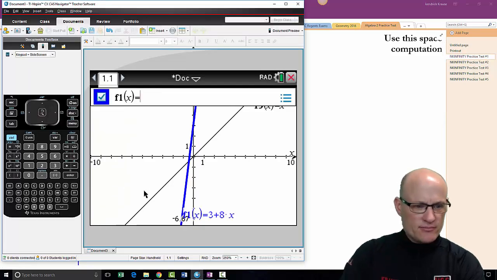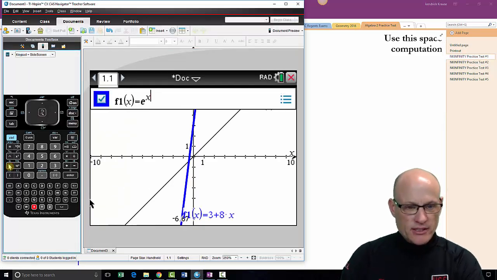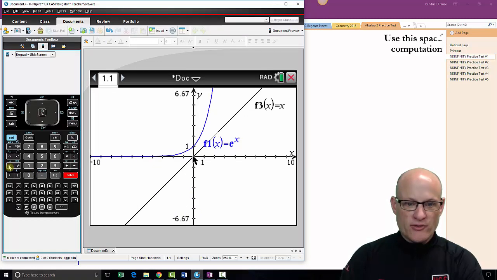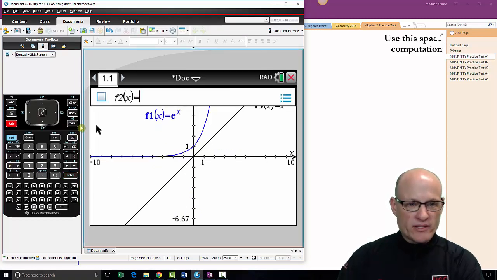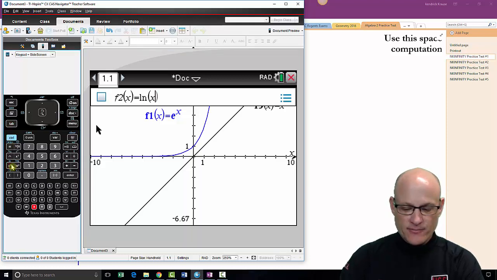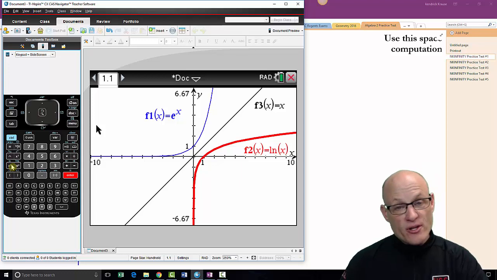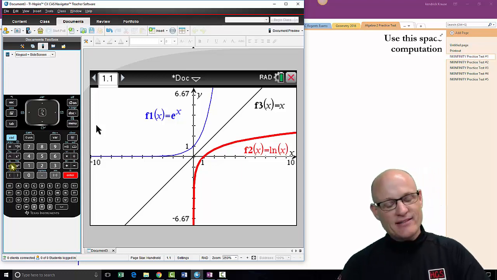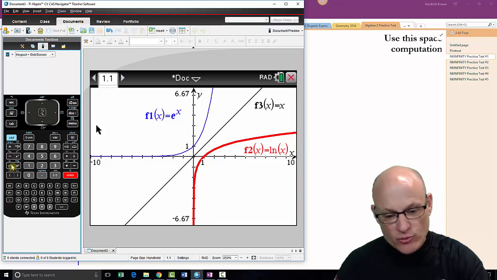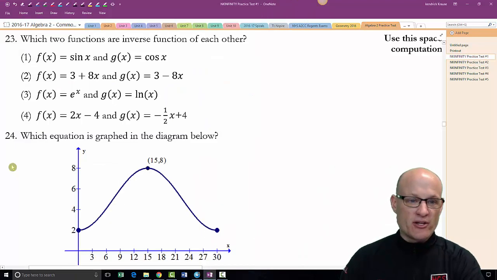E to the x. By the way, this is the right answer. E to the x. There's the e function. That's the exponential growth function. And you should know what the logarithmic function looks like. It's ln of x. And there they are. Those are the mirror reflections of each other over the line y equals x. It's as simple as that. Now, whether or not you knew those were inverses of each other or not.